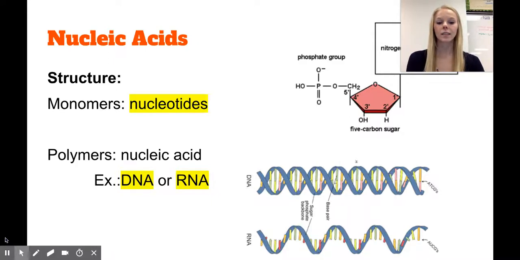This is an easy one to remember because they have the same prefix. We'll learn about the parts of a nucleotide later in the semester as well. Polymers of nucleotides are just known as nucleic acids, and some of the best examples are DNA and RNA. The NA in these molecules stands for nucleic acid.